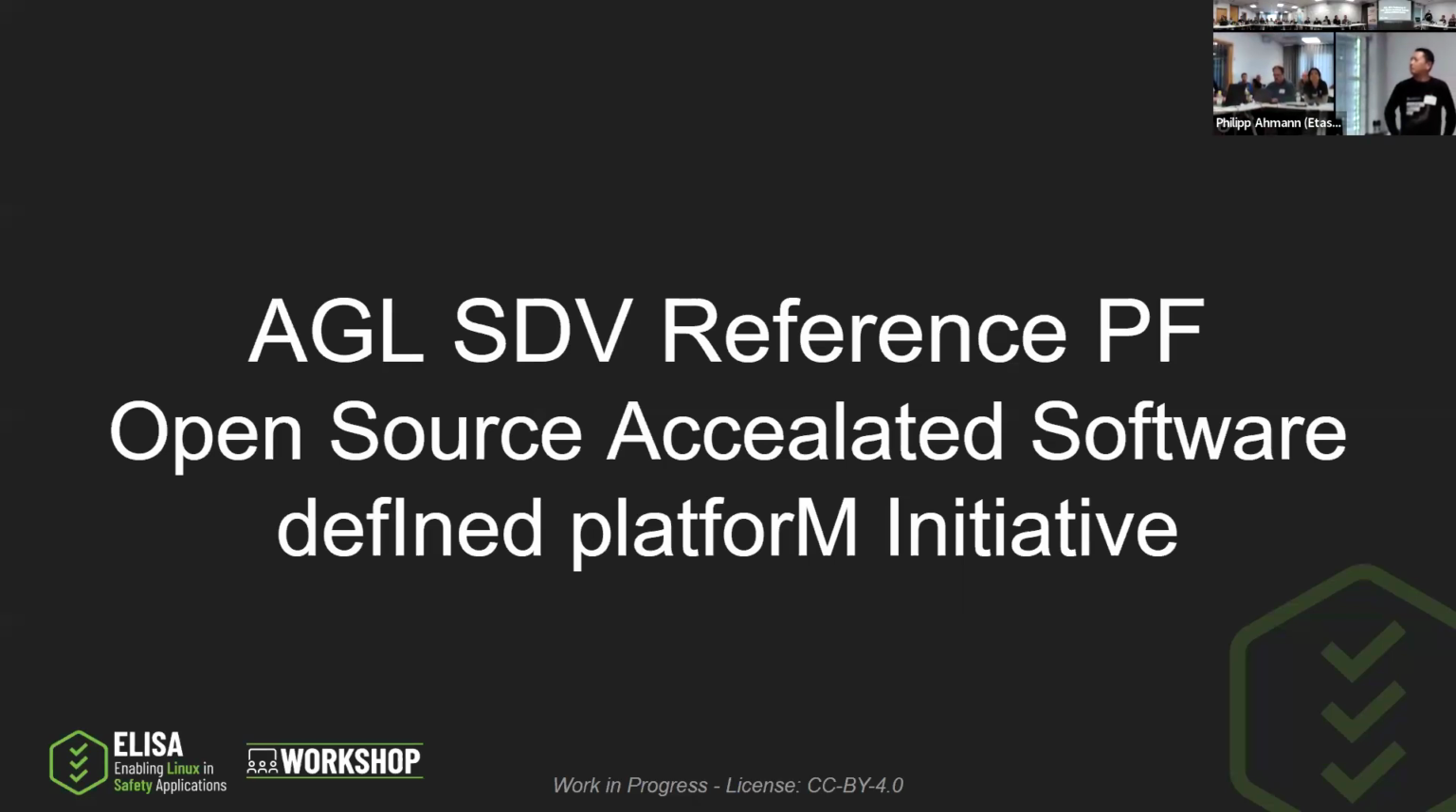Today I have a presentation on the AGL SDV reference platform. The project name is Open Source Accelerated Software Defined Platform Initiative, and this large character is Osashimi. Osashimi is, in Japanese food, sushi without rice: sushi is fish and rice, but without rice it means osashimi.